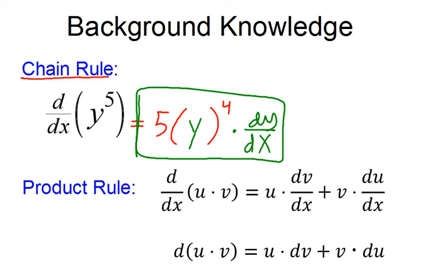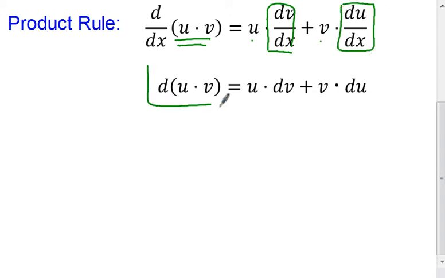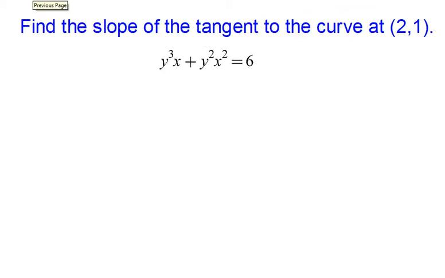All right, secondly, just knowing the product rule, for a product of two functions, we have the first times the derivative of the second plus the second times the derivative of the first. And this is just a handy way of remembering and executing the product rule: u dv plus v du. All right, so let's go ahead and execute this problem.